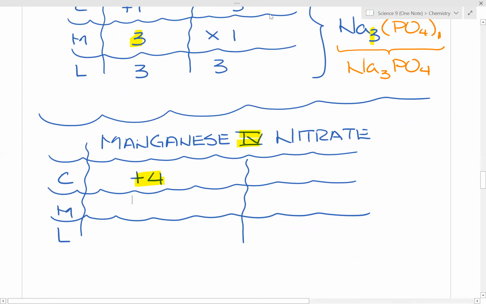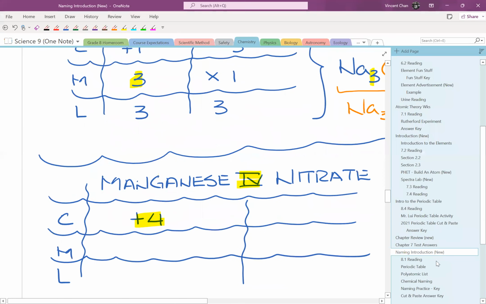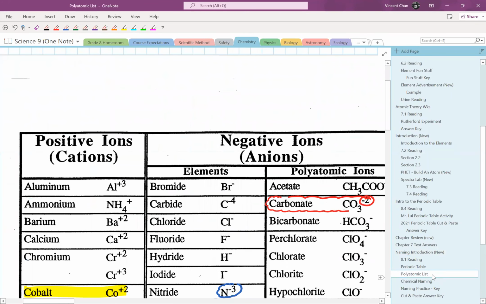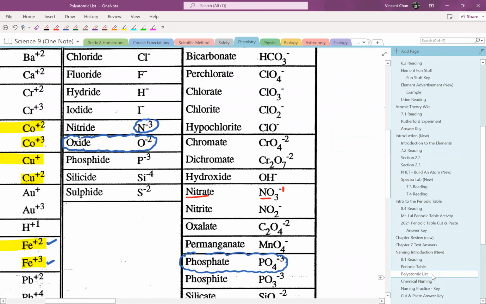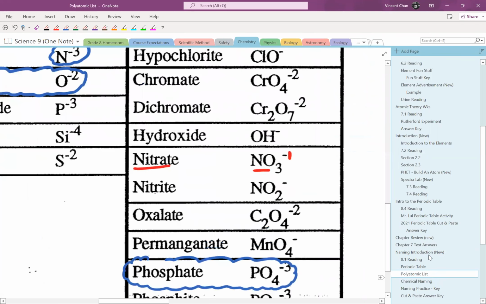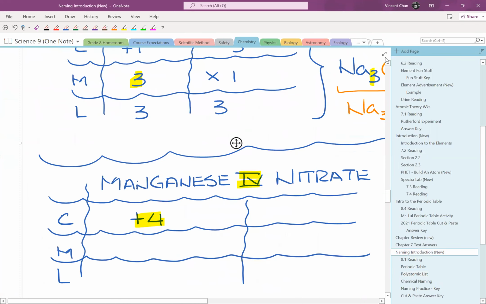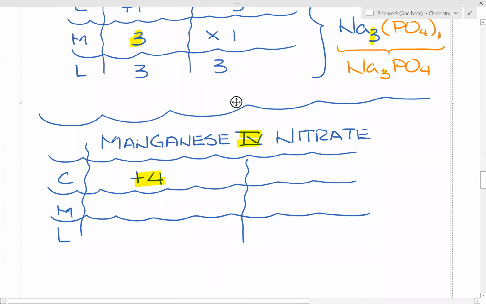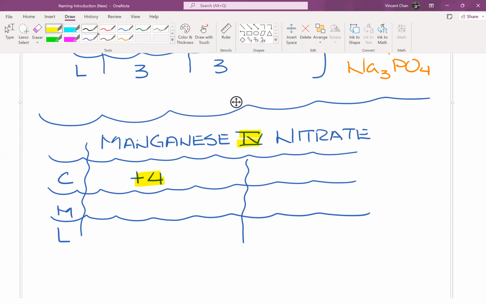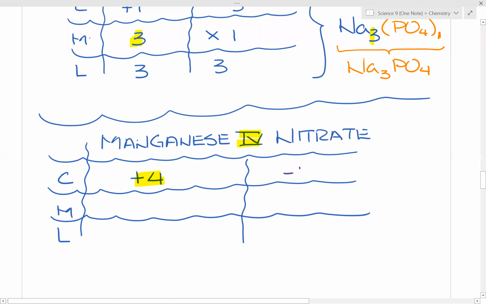Nitrate, if we look down under our periodic table, polyatomic list, okay? So if we look for nitrate, we have a group NO3, and it has a charge of -1. So if we look back here, nitrate in this case would be -1.